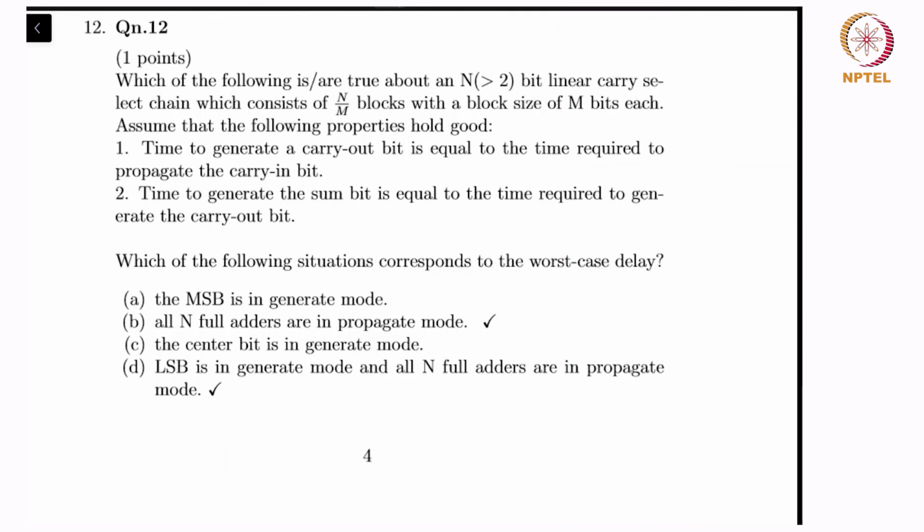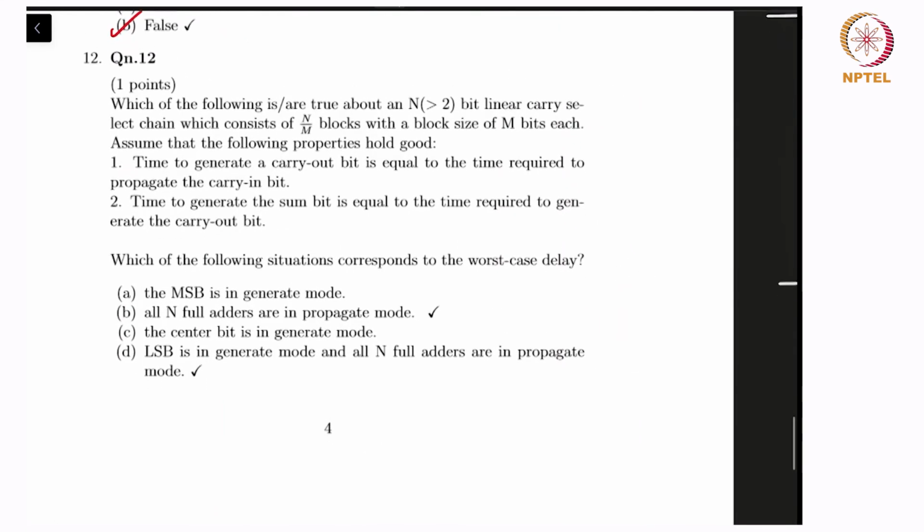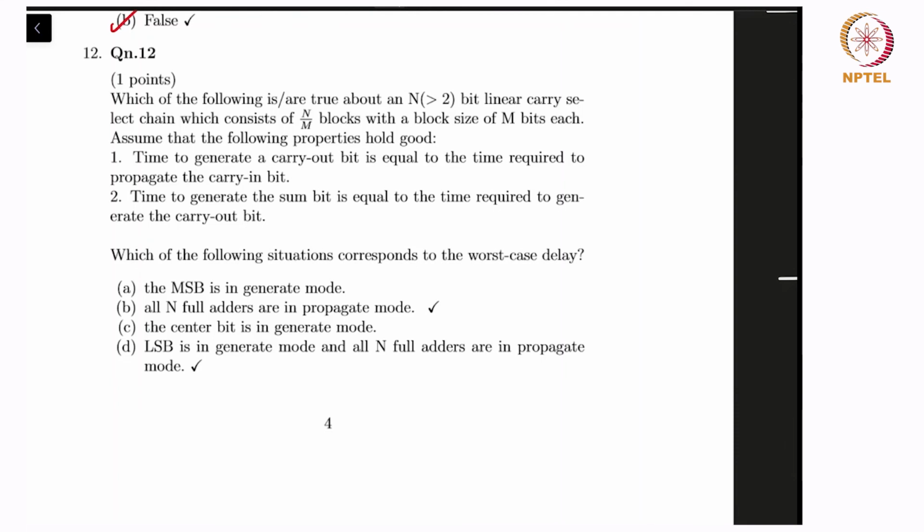In question number 12, which of the following are true about an n-bit linear carry select adder consisting of n by m blocks, block size of m bits each, right? We are given the following assumptions. Which of the following situations correspond to the worst case delay? If the MSB is in generate mode, then there is no carry out propagation, so therefore it cannot really be the worst case delay, because the worst case delay has to be through the ripple path.